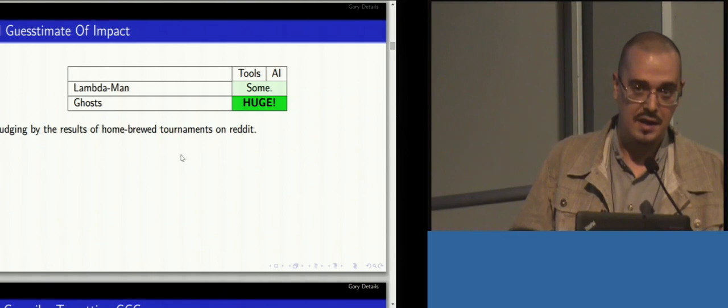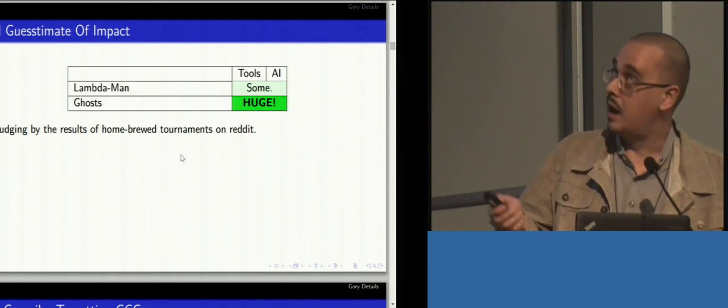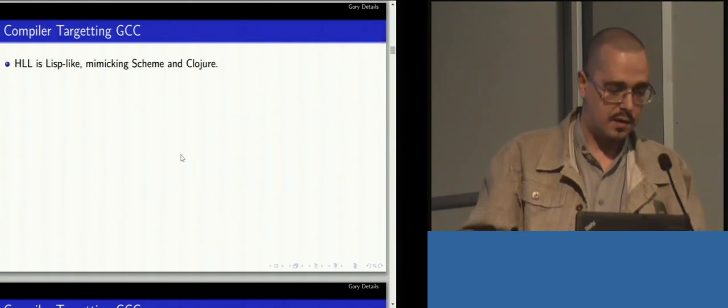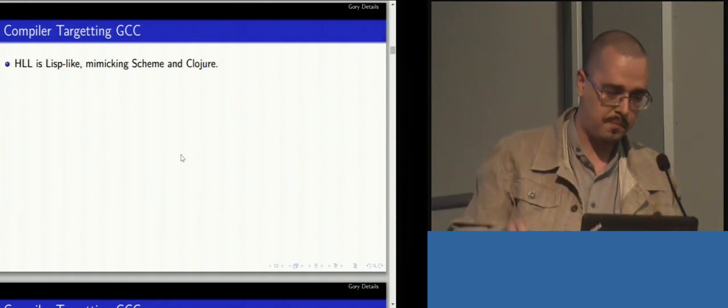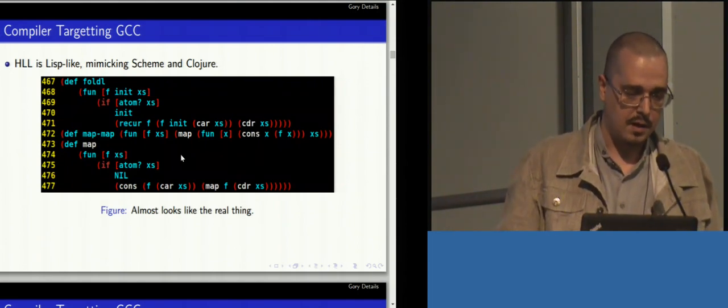I didn't see the tournament results, but I think the ghost performance was very important, judging by various homebrewed contests on Reddit that participants were running among themselves. Anyway, a few details about my solution. The high-level language is Lisp-like. It looks like this, so nothing special really.